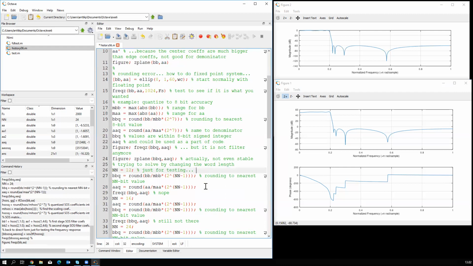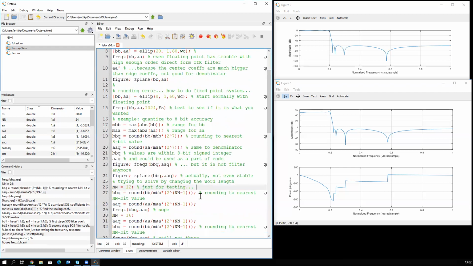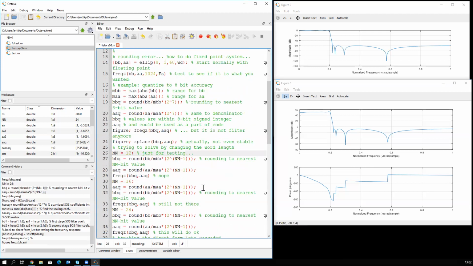When you're testing how many bits you would need for the calculations, you can easily play with MATLAB. Just change the word length, and MATLAB does the rest. If you're doing it like this, then you need to do the quantization in the right place.